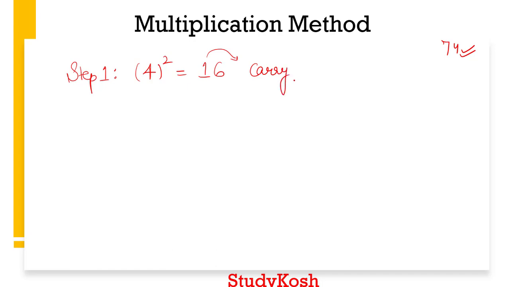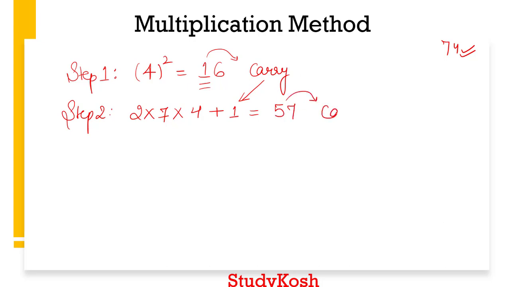Right? Now step 2 would be, we have to multiply 2 with the tens digit. What is tens digit here? It is 7. And also multiply the units digit, that is 4. And we need to add carry here. The carry is 1 here. So after solving it, we'll get 57. So again 5 will act as a carry, right?